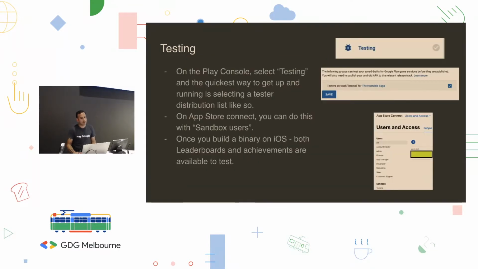Testing is really easy. When you create a leaderboard, you can actually debug sign the leaderboard and use any internal testing group to be able to test it. Test posting scores. In iOS, it's a little bit different. On the users and access page, you can create Apple IDs, and they call them sandbox users. Once you build a binary in iOS, instead of doing an app review, you should be able to just post scores and unlock the things.